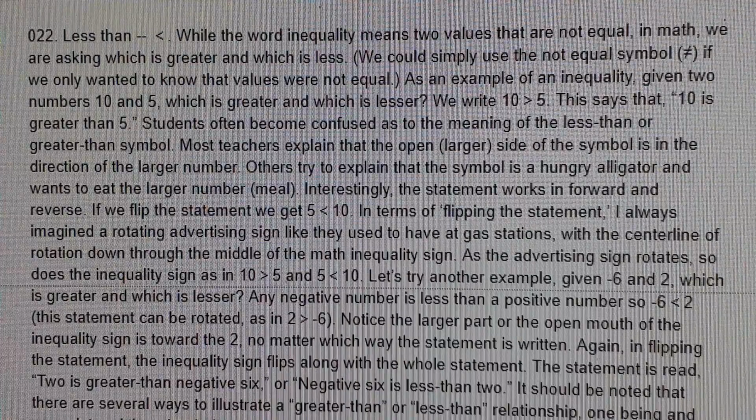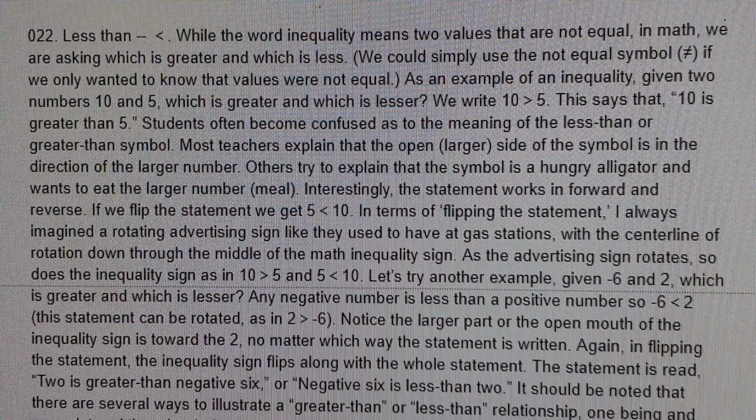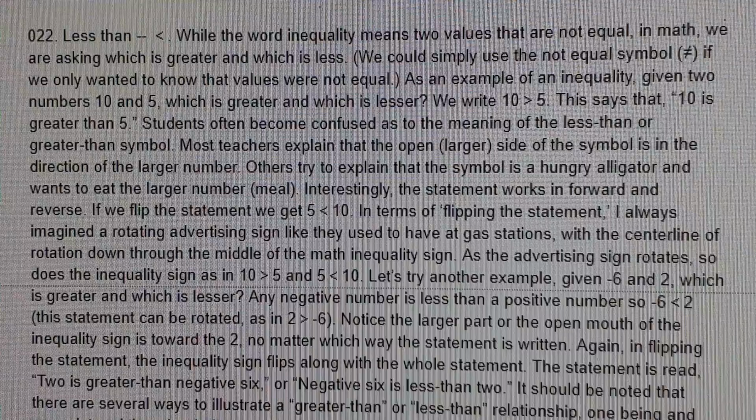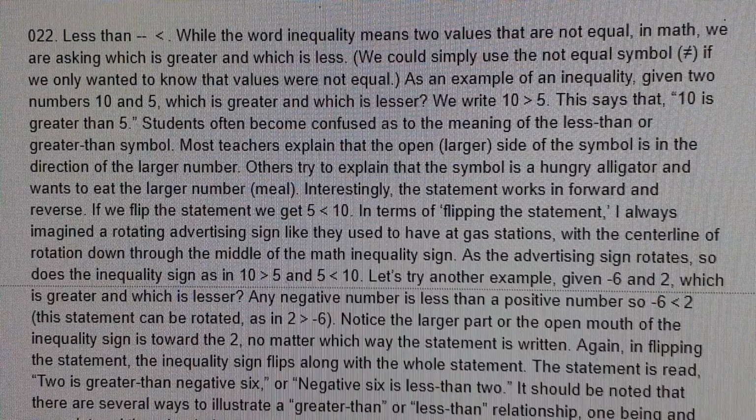In terms of flipping the statement, I always imagined a rotating advertising sign like they used to have at gas stations, with the center line of the rotation down through the middle of the math inequality sign. As the advertising sign rotates, so does the inequality sign, as in 10 is greater than 5 now rotates to 5 is less than 10. The symbol rotates with the larger side toward the 10 no matter which way we say the statement.